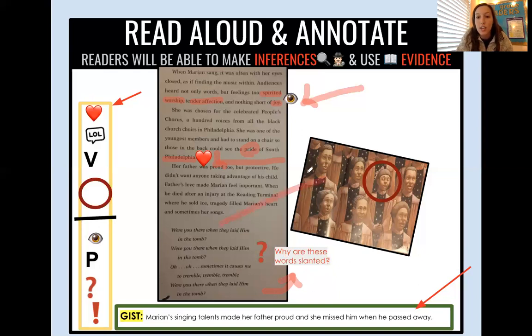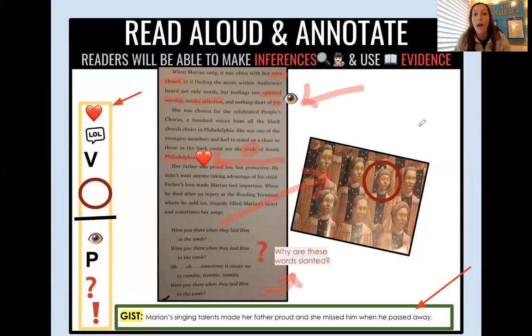The words are italicized to show the reader that this is a song, which makes sense if I look at the illustration and see Marian singing in the choir, which is also why I used my circle to circle the illustration. I circled Marian singing, and I know that it's her because she was singing with her eyes closed, just like it says in the text.